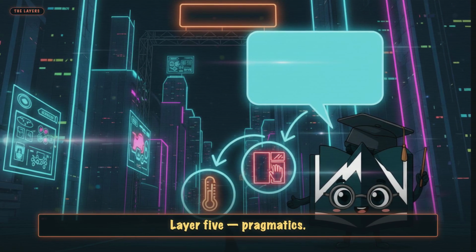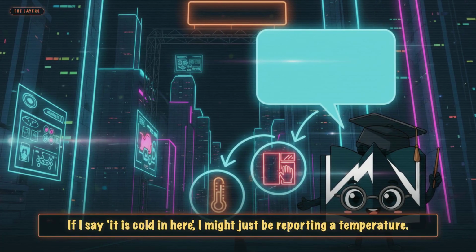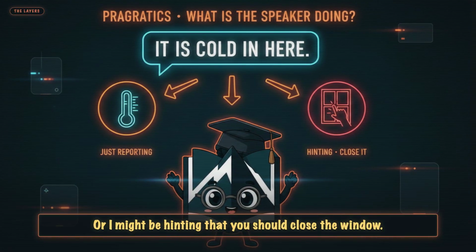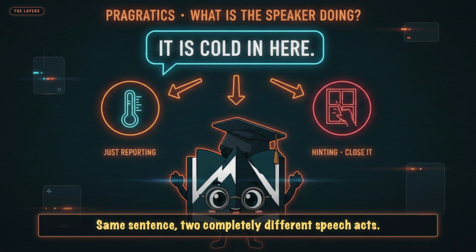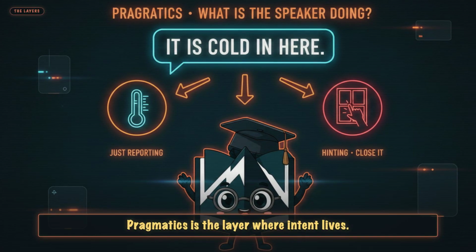Layer 5, pragmatics. What the speaker is trying to do. If I say it is cold in here, I might just be reporting a temperature, or I might be hinting that you should close the window. Same sentence, 2 completely different speech acts. Pragmatics is the layer where intent lives.